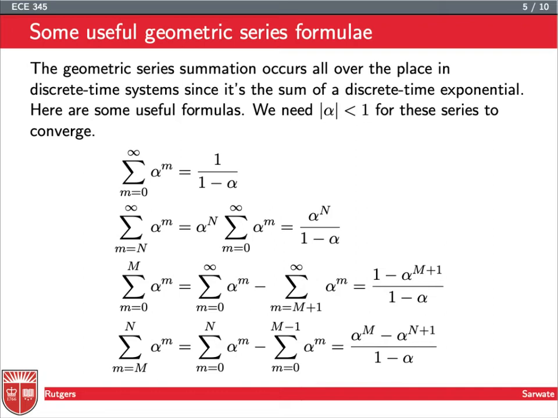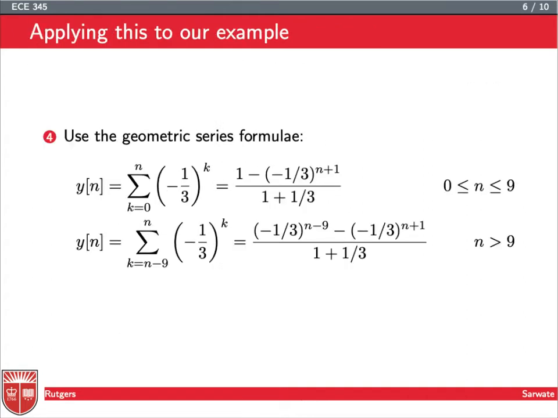Basically, they all stem from this basic geometric series, which says you have a sum of powers, and as long as the magnitude of alpha is less than 1, then it's equal to 1 over 1 minus alpha. And from there, you can derive all of these partial sum formulas. And so I encourage you to just refresh your memory on that.